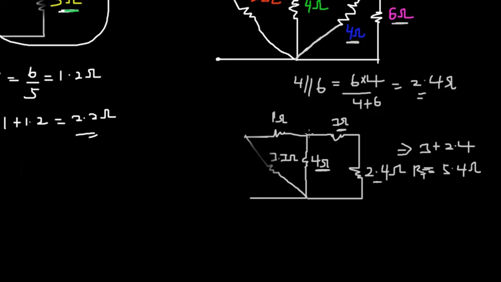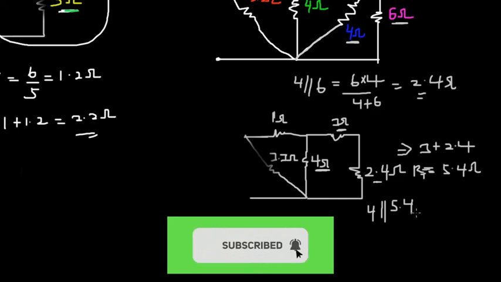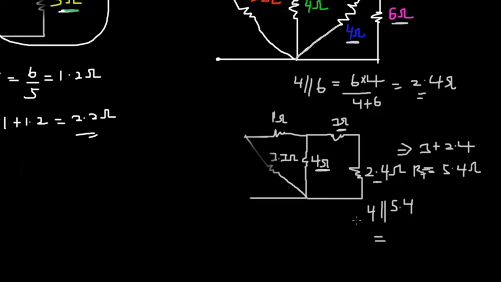So from here to this point, we are talking about this entire portion of the circuit. We have the 4 ohm in parallel with the 5.4 ohm, because the 3 ohm and 2.4 ohm are in series, which means that whatever answer you get for that will most definitely be in parallel with the 4 ohm.